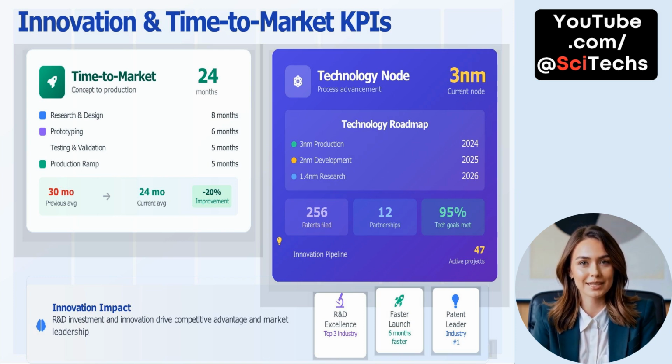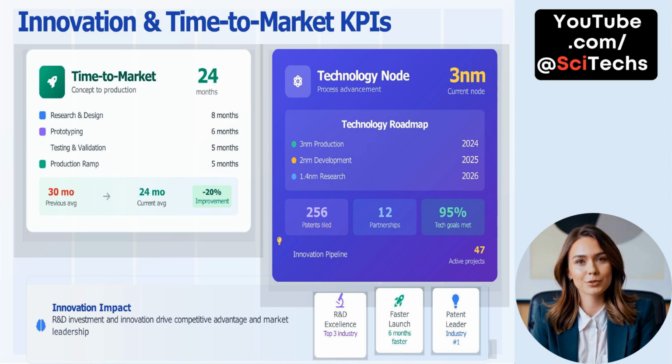Research and design takes 8 months, prototyping takes 6 months, testing and validation takes 5 months, and the production ramp adds another 5 months. Faster time to market is crucial in staying competitive, meeting customer demand quickly, and maximizing ROI on innovation. The technology node metric indicates the current process technology level, which is 3 nanometers.